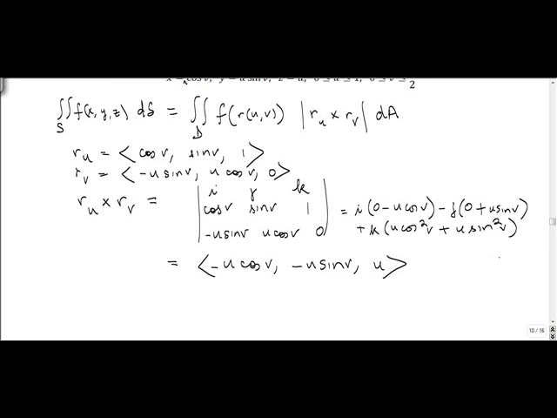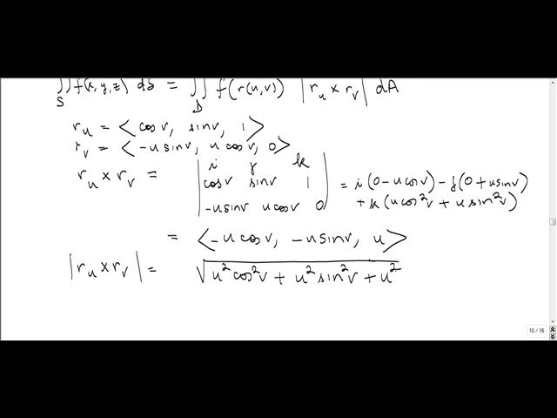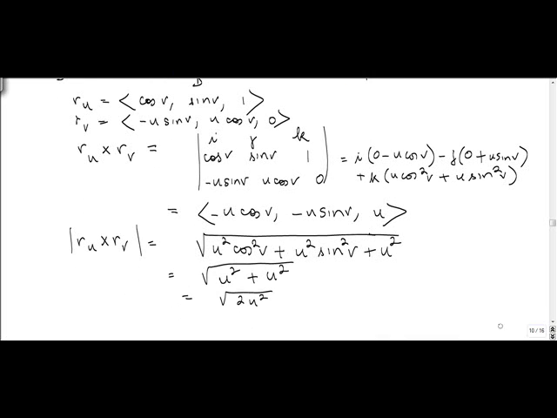Okay, let's move on. Now find the length, according to the formula. So that's the square root of u squared cosine squared v plus u squared sine squared v plus u squared. Now you need to simplify that, right? The first two terms work out to be u squared, plus u squared. So that's the square root of 2u squared, which is square root of 2 times u. So that's the one that will take the most work. Good.